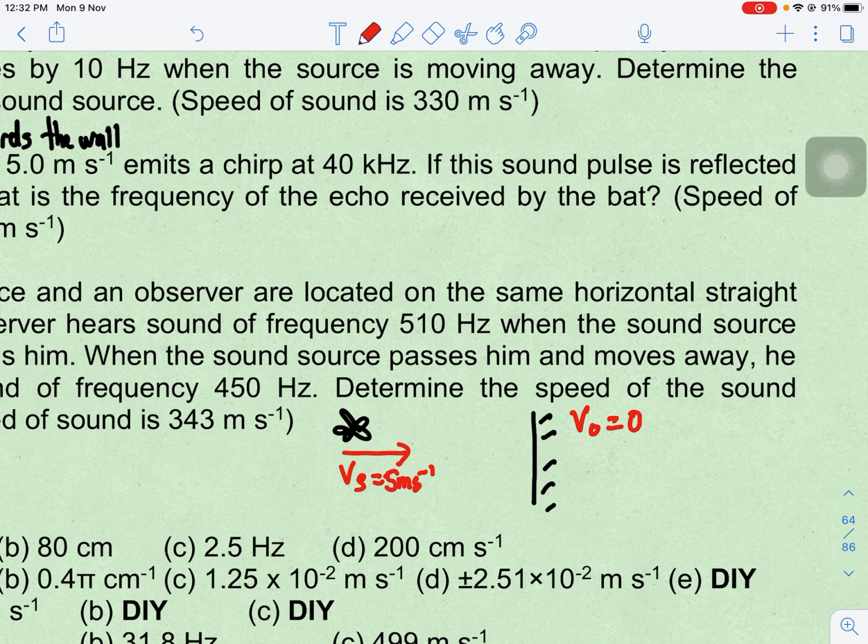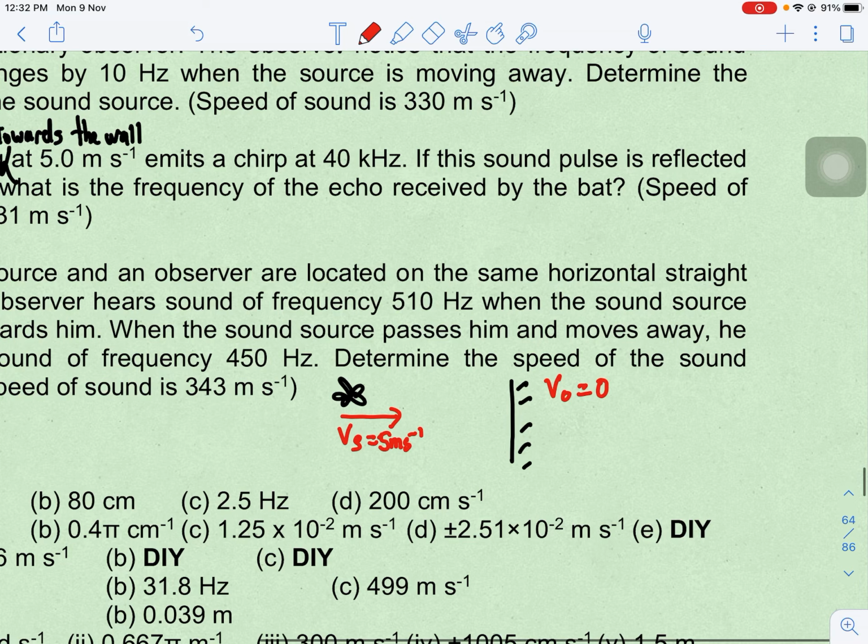So using the Doppler effect equation, the equation states that the apparent frequency is equal to, this is the equation, V plus or minus V naught over V plus or minus Vs. So I'm going to rub off the plus or minus. Since V naught is equal to 0, I can cancel it out. So we need to determine the sign for Vs.